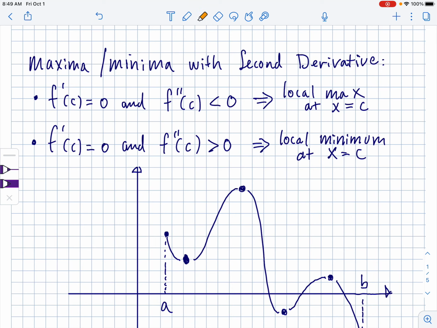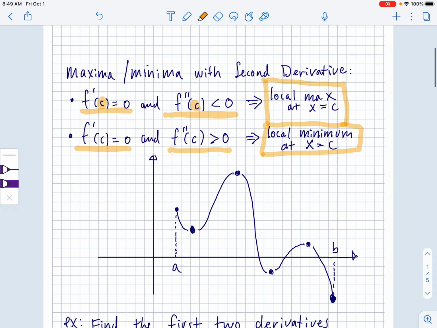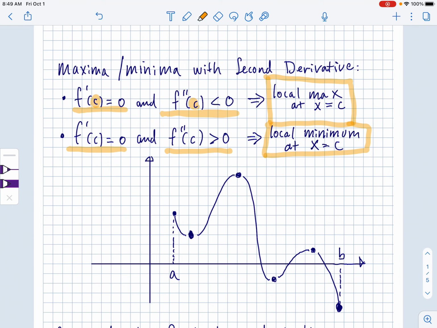Let's talk about maxima and minima of the second derivative. If the derivative is equal to 0 and the second derivative at the same x value, c, is less than 0, then that means you're dealing with a local maximum at x equals c. If the derivative is equal to 0, which is like a horizontal tangent, and the second derivative is greater than 0, you're dealing with a local minimum. Later on in the video, I will talk a little bit more about local versus global maximums and minimums.